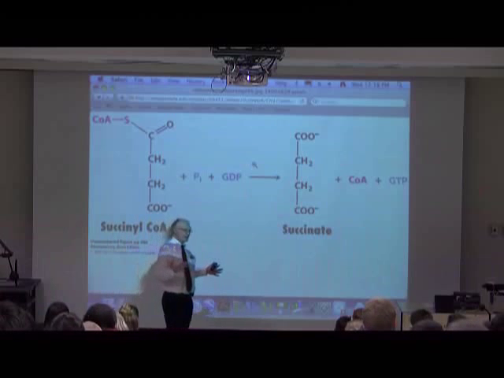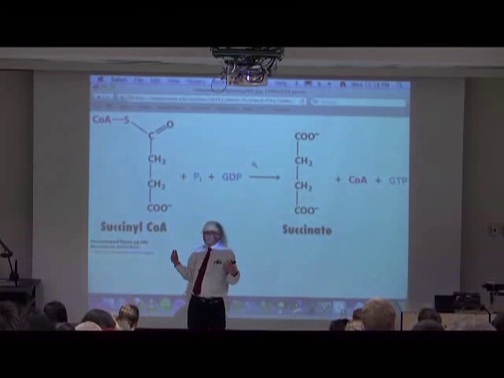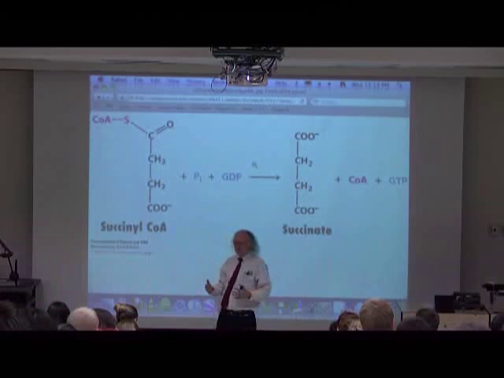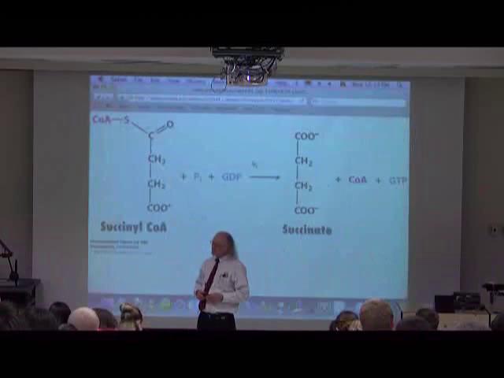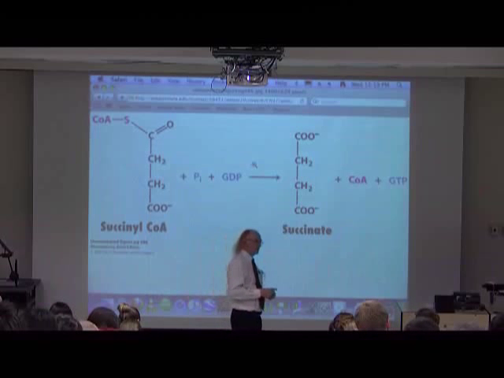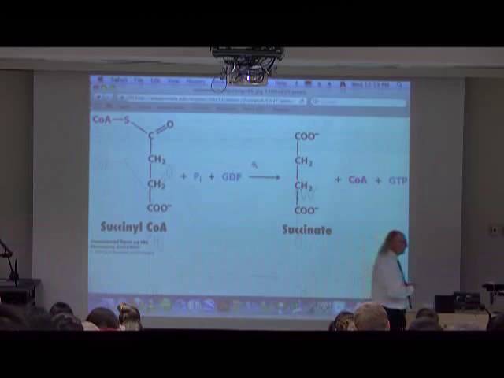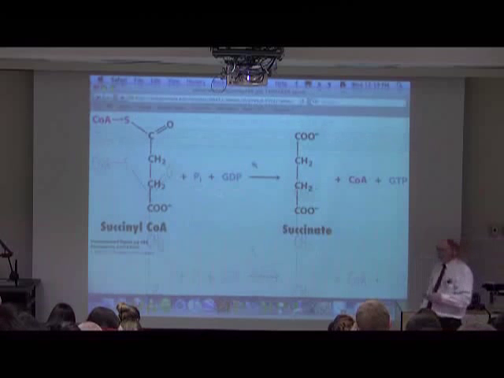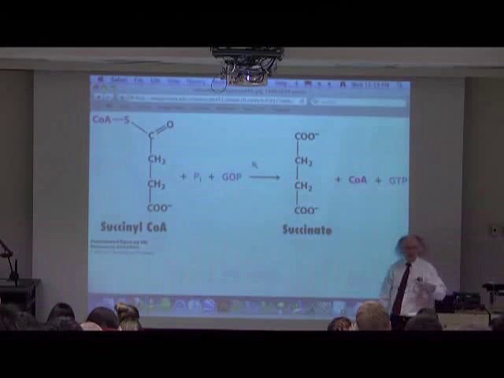So a substrate level phosphorylation involves a high energy intermediate that allows phosphate to be put onto ADP to make ATP directly. We'll see that that's not the most common way that cells make ATP. High energy intermediates are kind of hard to come by. But that's what a substrate level phosphorylation is. A high energy intermediate donates energy to putting a phosphate onto ADP. In this case, it's a GDP, making GTP. But in any event, we're converting a diphosphate into a triphosphate.